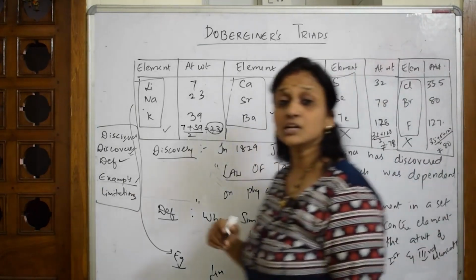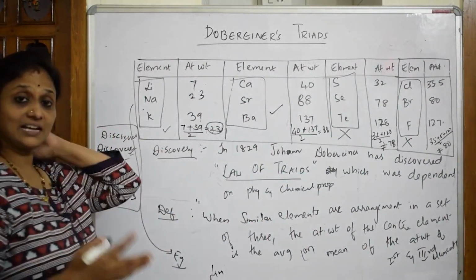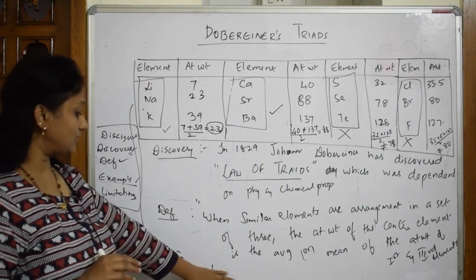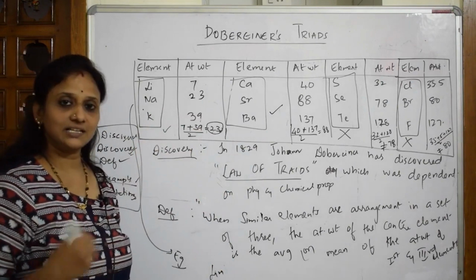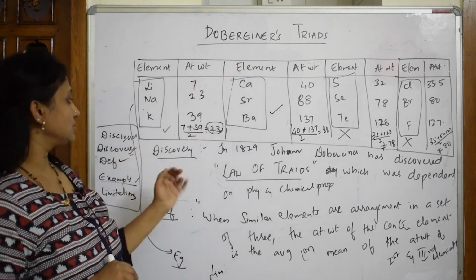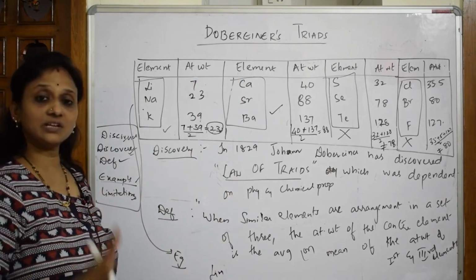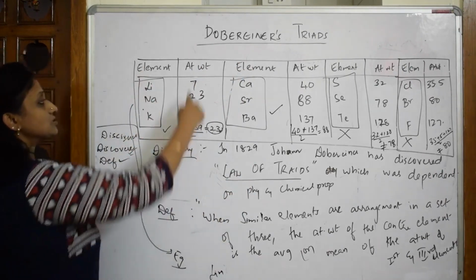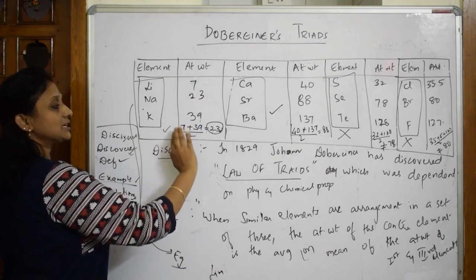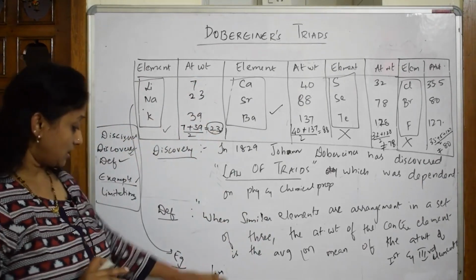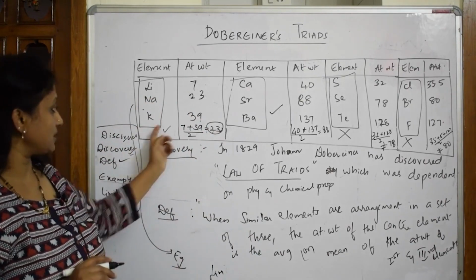So what is the thing? Dobereiner, though he gave us the idea of arranging the elements, his law of triads was limited to only two sets. Let's come back once again. Dobereiner's theorem says that when similar elements were arranged, the average of the atomic mass of the first element and the third element is equal to the center element. That one you have written. After that, in the example, you have drawn this table.